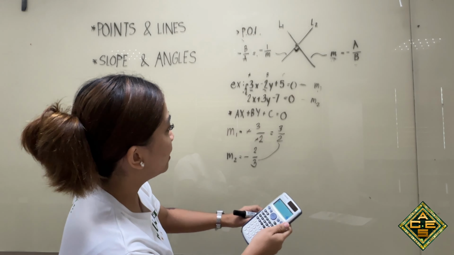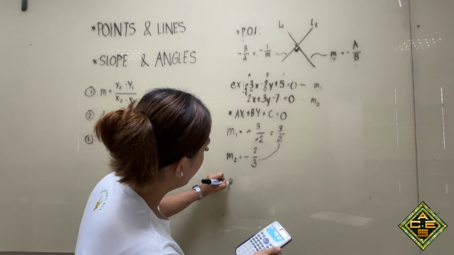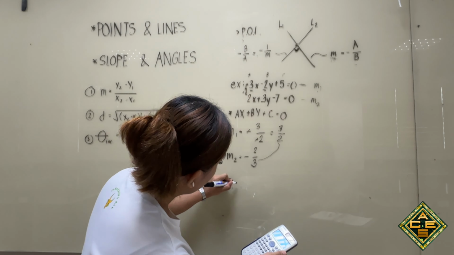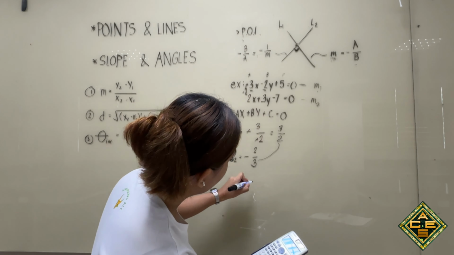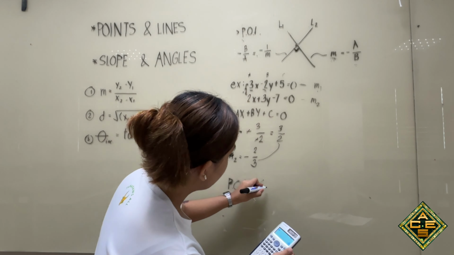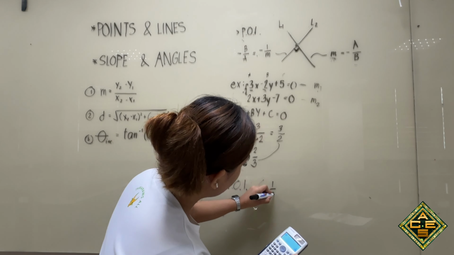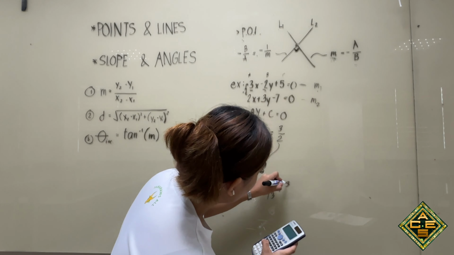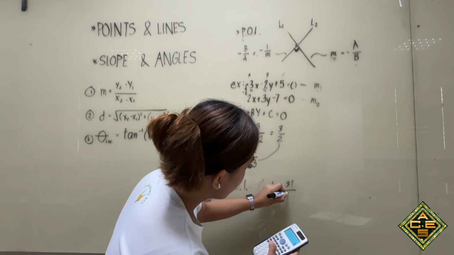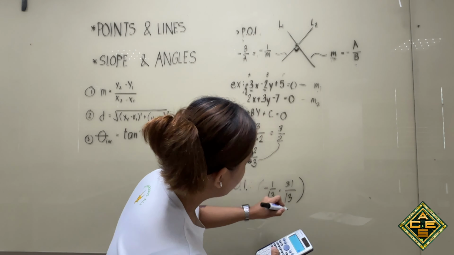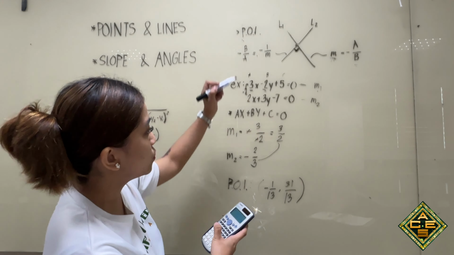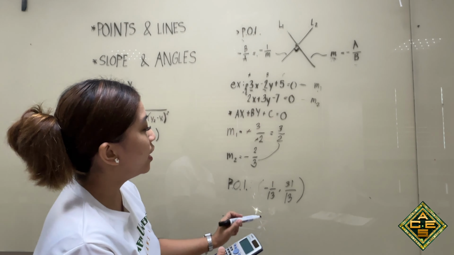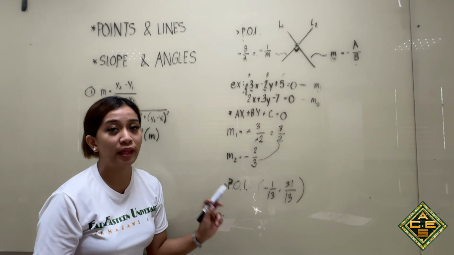So for the x value, so we have POI. So we have for x is negative 1 over 13, so it's a fraction. And for y, we have 31 over 13. So this is the point where these two lines will intersect and will be perpendicular to each other.